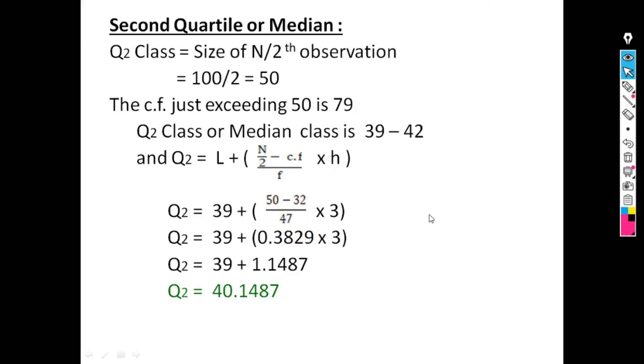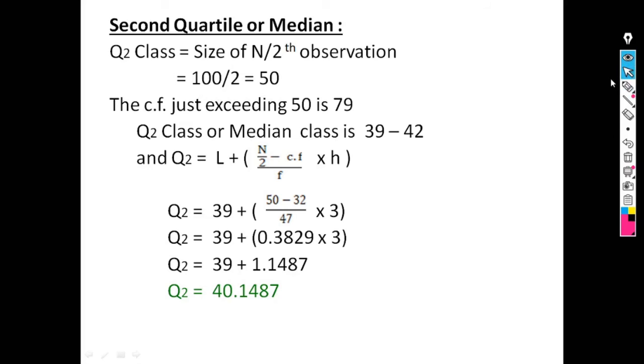Now Q2. Q2 is the same as the median. Its formula is Q2 is equal to L plus n by 2 minus Cf upon f into h. For this, first we have to calculate the value of n by 2. So n by 2 means 100 by 2, which is equal to 50.